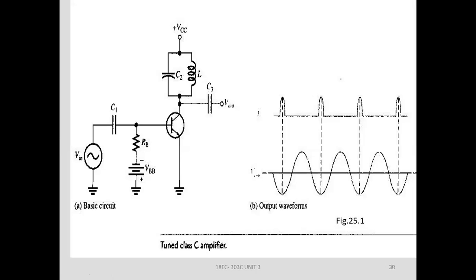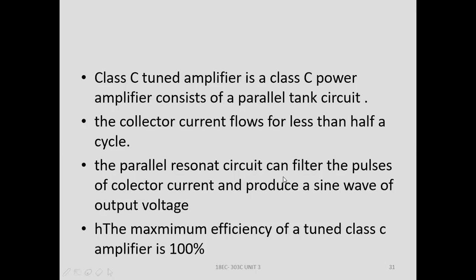See, this is the class C tuned amplifier circuit. This is the class C amplifier and the tuned circuit is placed at the collector of the transistor. The output is taken from it. We know that the conduction angle of class C is less than 180 degrees. A Class C tuned amplifier is a Class C power amplifier with a parallel tank circuit at the collector.